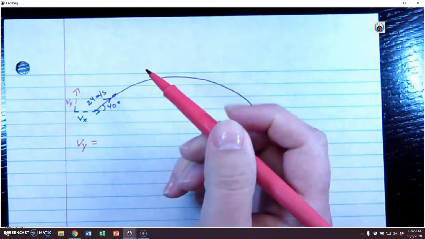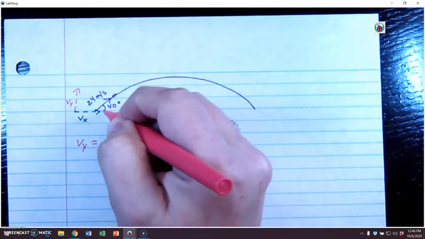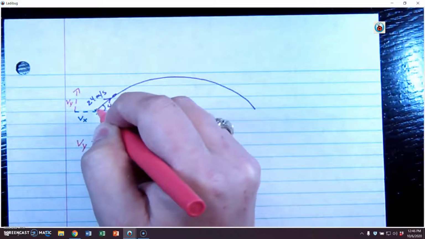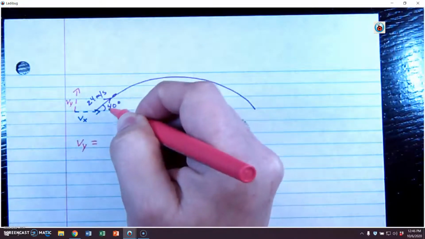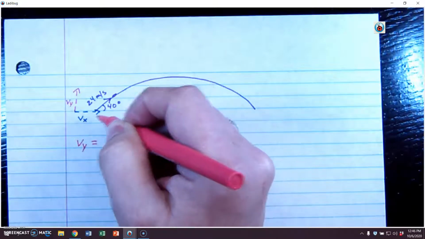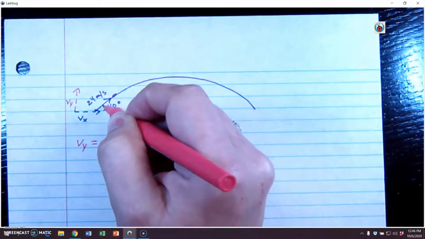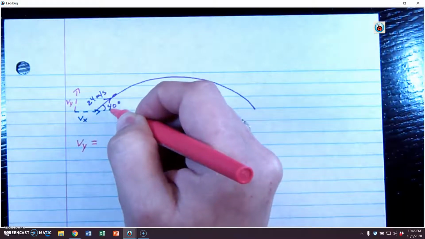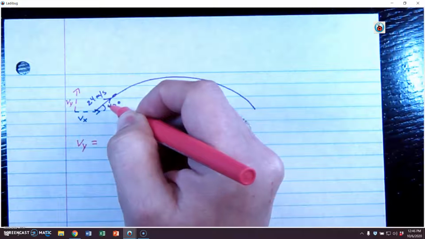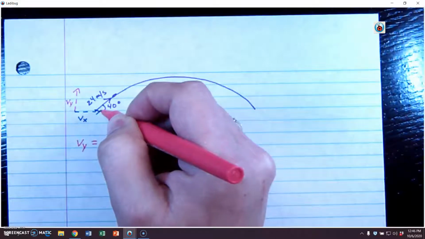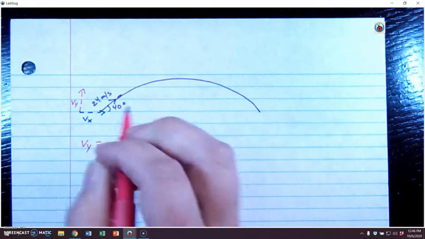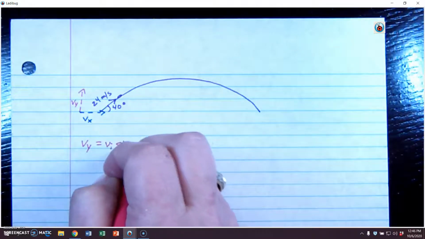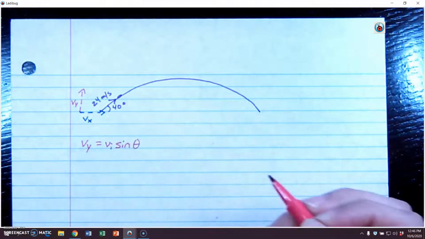we want to use sine, because if you look at this angle that we've made right here, this little triangle, that 24 meters per second is like our hypotenuse. If you close that triangle in, the horizontal is touching our hypotenuse, while the vertical velocity is across from our angle, so it's the opposite side. So we want to use the initial velocity times the sine of our angle.